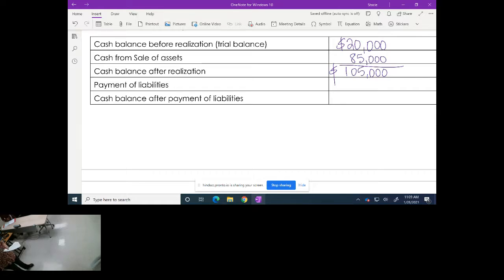All right, so how much are our liabilities? 34. So we're going to take that $105,000 of cash that we have now, and out of that, we're going to pay everything we owe. So what do we have left after we pay our bills? 71,000. All right, so $71,000 in remaining cash. Okay, so we've done those 3 steps.